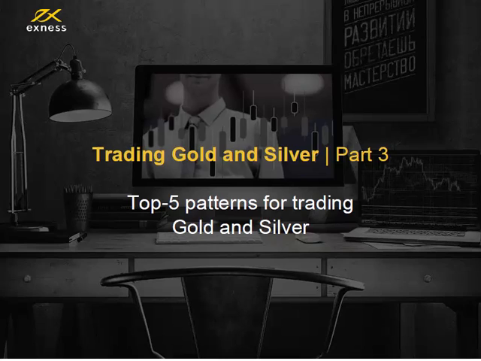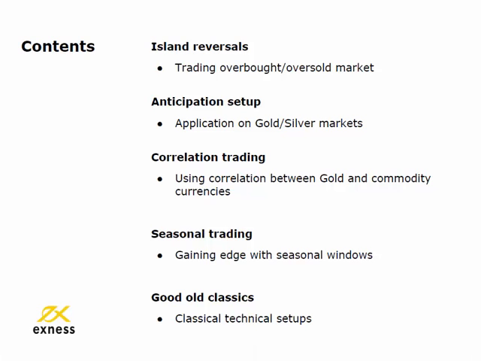Gold and silver are the same trading instruments just like any other ones, like currencies, stock indices, commodities, bonds, and so on and so forth. Yet they have some particular features which make them interesting for some particular trading styles. You can see brief contents on this slide.